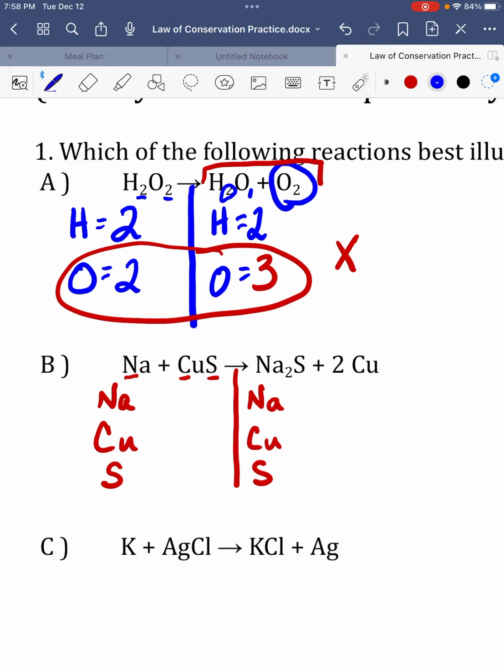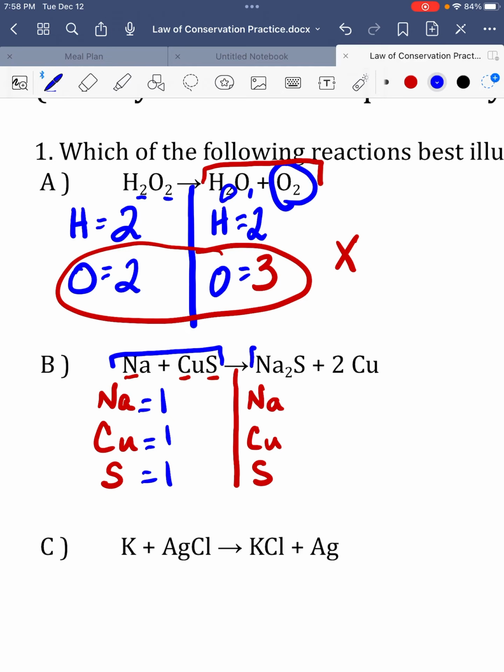So again, I'm going to start on the reactant side, which is before the arrow. I have 1 sodium, 1 copper, and 1 sulfur. If there's no numbers listed there, it's understood to just be 1.